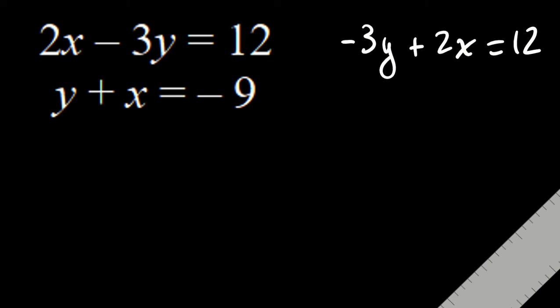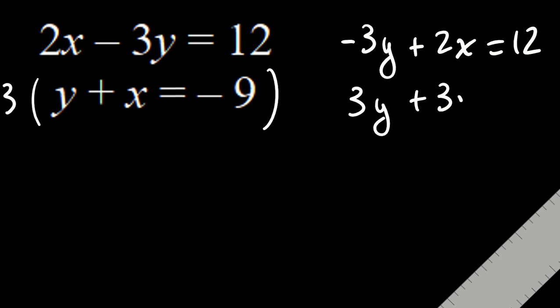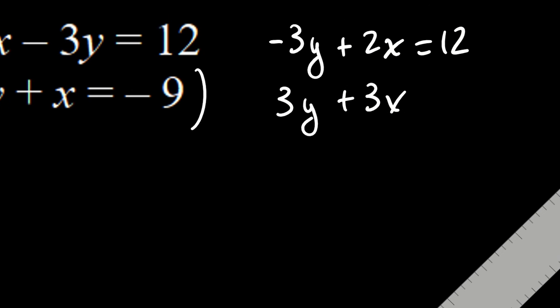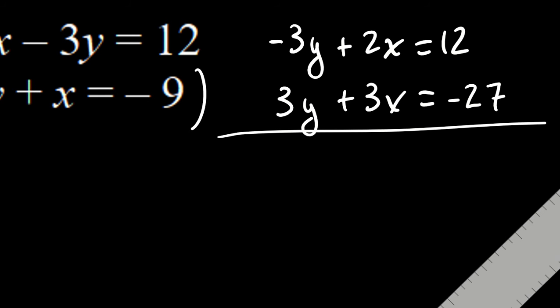So I'm going to take this second equation, I'm going to multiply both sides of this, the left and right hand side, by positive 3. When I do that, you can see I'm going to eliminate the y variable here. So this is going to become 3 times y plus 3 times x, and that will equal 3 times negative 9, which is negative 27. So we're all set for the elimination here.